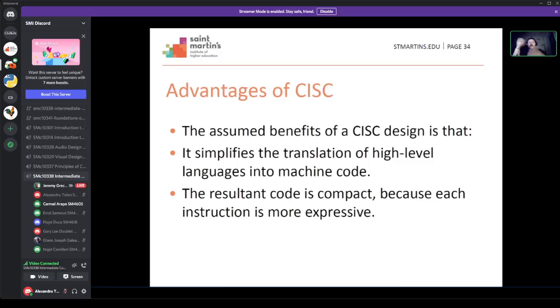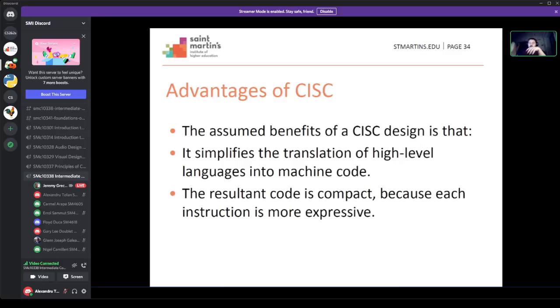However, if you have instructions which are very, very simple, then it could mean that it would actually take longer to execute simple instructions than it would to execute larger instructions. Essentially, there's going to be a lot of resultant code for each instruction that needs to be executed, because each instruction is more expressive.